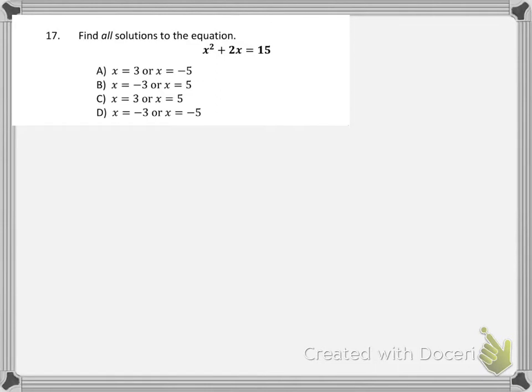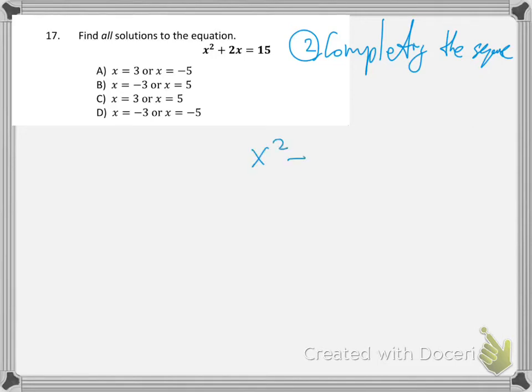So now let's look at method 2. Method 2 is called completing the square. Okay, completing the square method. So basically we want to change this quadratic equation to the easier case and then take positive negative square root. Okay, so for this example, x squared plus 2x is 15. So what's our goal? Our goal is we want to change this part to a square.